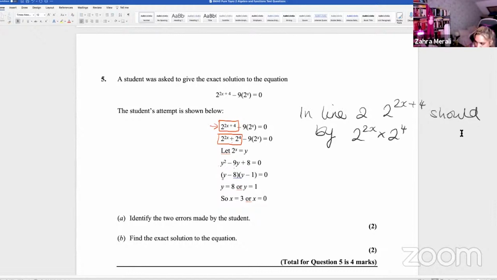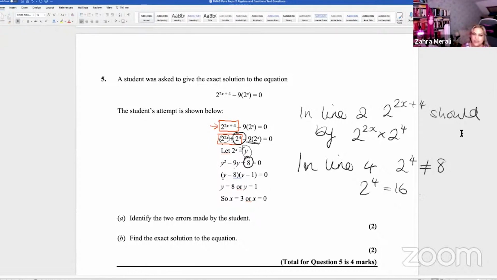2 to the x... 2 to the, wait, actually, maybe not. 2 to the 2x, so they've replaced that with y. So we get y squared minus 9y. Okay, 2 to the 4 is not 8. So we'd say in line 4, you've got to assume now that their logic is correct up to where they've gone wrong, and you're trying to find the next mistake. So in line 4, 2 to the 4 does not equal 8. 2 to the 4 equals 16.